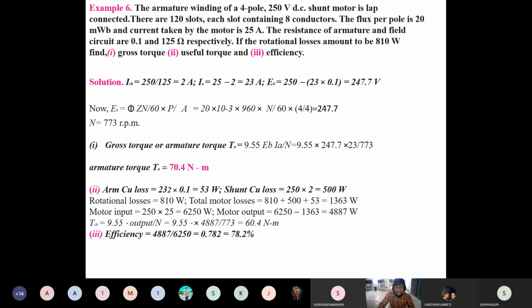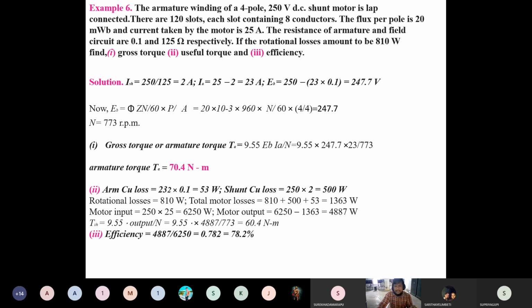Eb is equal to φ Z N by 60 into P by A, the basic back EMF formula. They have given φ as 20 into 10 power minus 3, and Z is nothing but 120 into 8, that is 960, into N, which we have to determine, by 60 into P by A, 4 by 4. That is equal to the Eb value 247.7. So for that we have determined the speed is equal to 773 RPM.